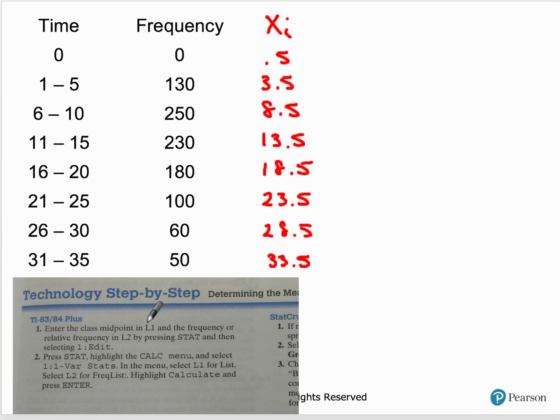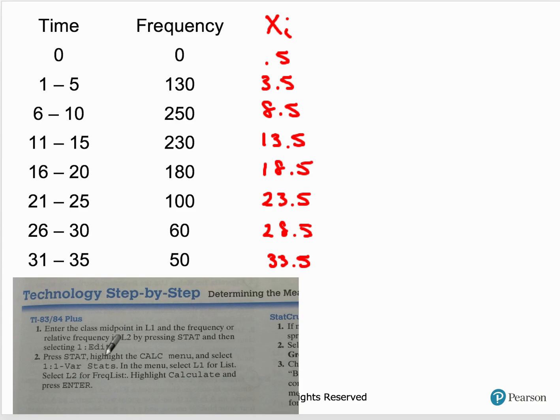Then you move over with your arrow into L2, and in L2 you enter the relative frequency. So 0, 130, 250, 230, 180, 100, 60, and 50. And notice it'll tell you 1, 2, 3, 4, 5, 6, 7, 8 to just make sure. At the bottom on your last entry it tells you L2 entry 8. It has an 8 in parentheses.